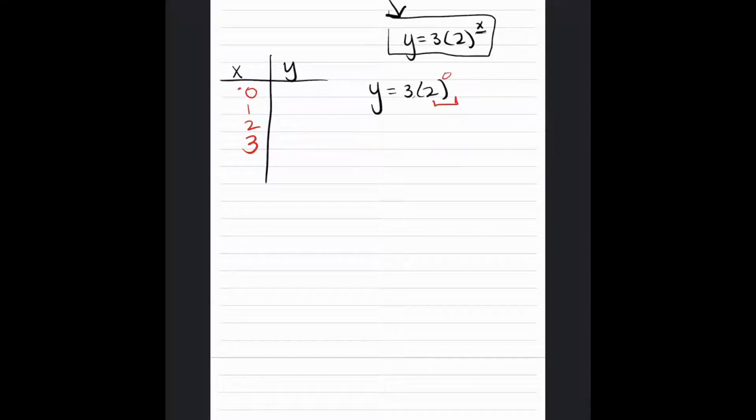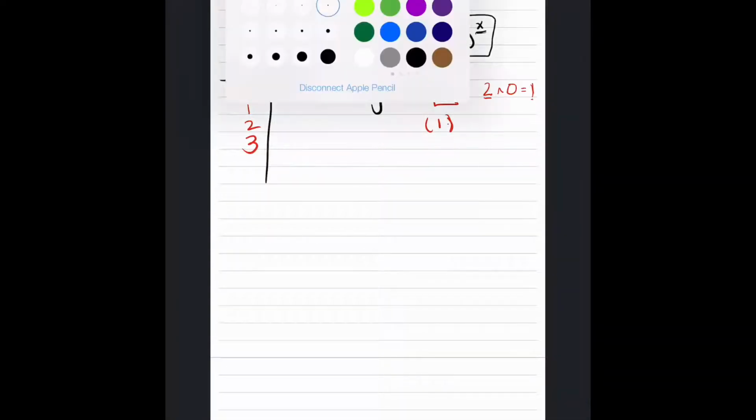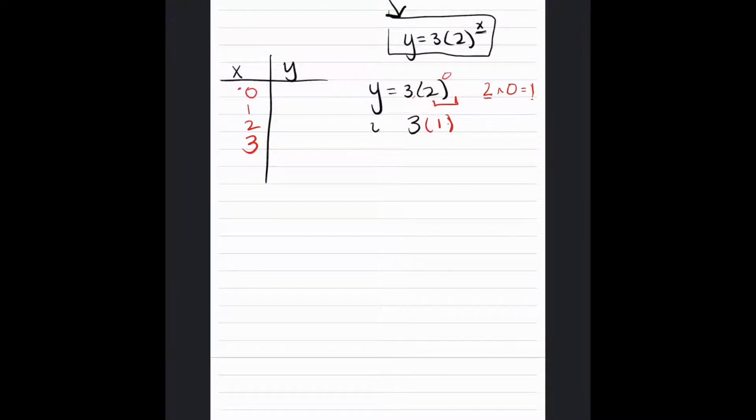Any number to the 0 power, if you remember, is 1. Any positive number to the 0 power is 1. But you could check it in your calculator: you could do 2, then the caret, then 0. That should get you 1 as well. So that's going to be 1, and then I just have to multiply that by 3. So y equals 3 times 1, which means y equals 3. Then I'm going to put my 3 in the table.